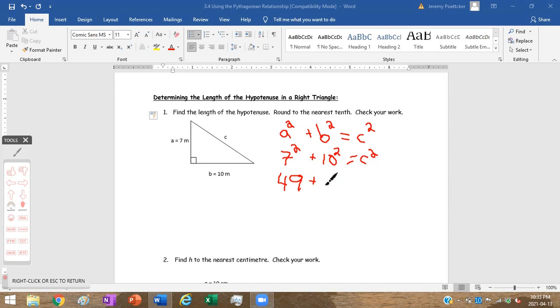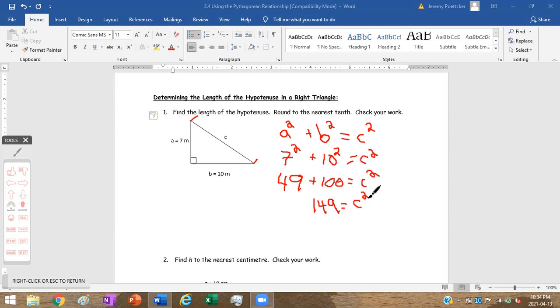plus 10 squared, which is 100, is equal to c squared. I can sort of add that in my head already, but officially I don't know yet, so now I'm going to add them, and I'm going to find out that, in fact, 149 is equal to c squared. So if we were to make a square using side c as one of the sides of the square, that square would have an area of 149 meters squared. That's not the question, though. I'm wanting to find out what is the length of side c.